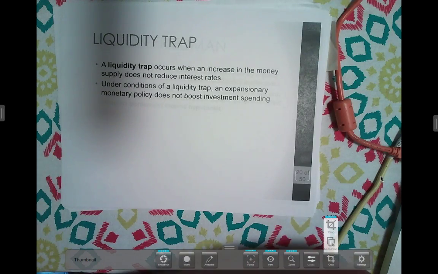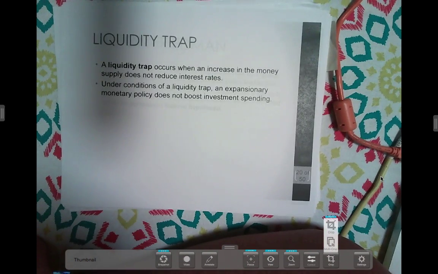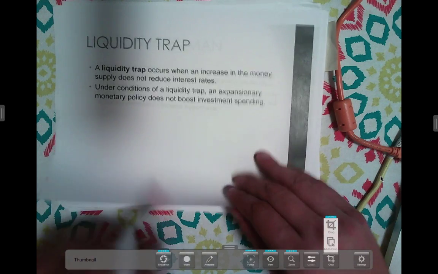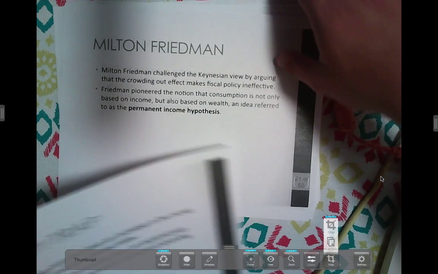But then you can get this problem, which is kind of what we have right now. A bit of a liquidity trap, meaning that even as we expand the money supply, we're not necessarily seeing that change in the interest rates, which would mean then that the expansionary aspects of monetary policy become less effective. They don't actually stimulate the economy and shift the aggregate demand curve.